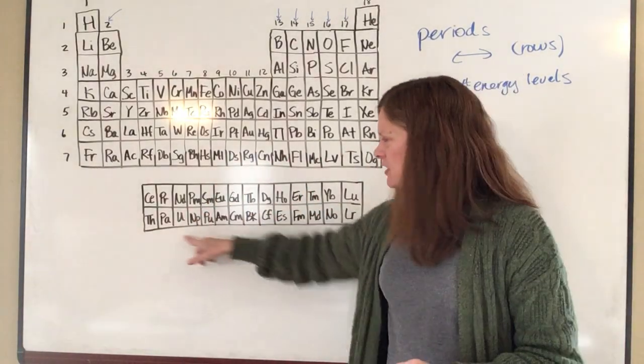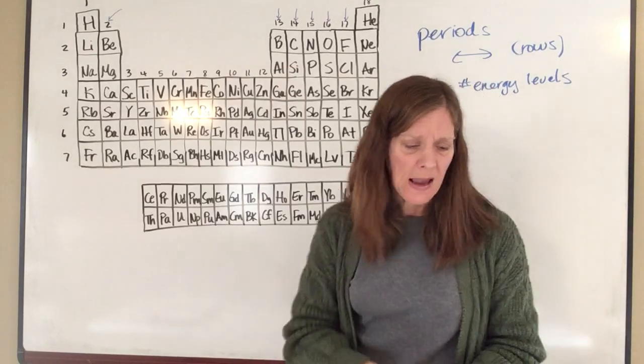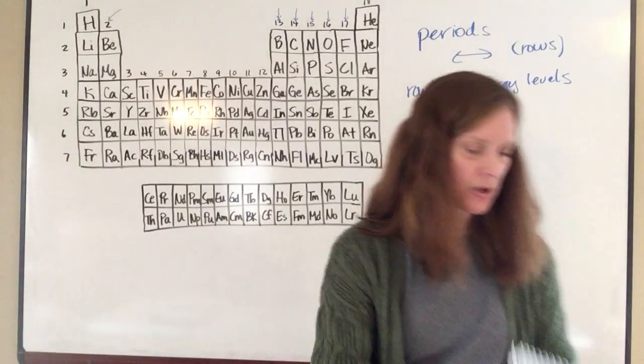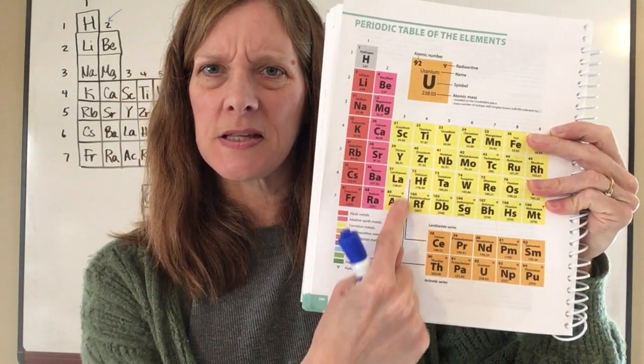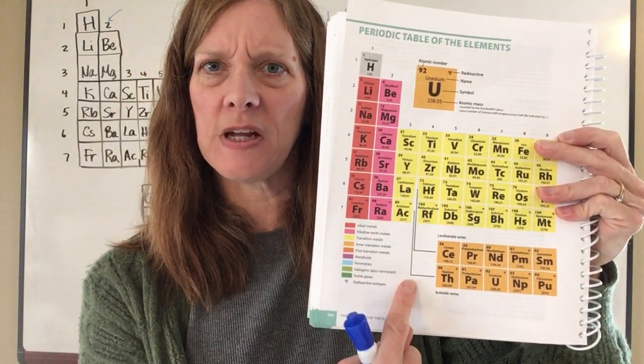Okay. Now, what about these 2 groups down here? In your book, you can see that they actually have a couple of lines that go from here to here and from here down to here.